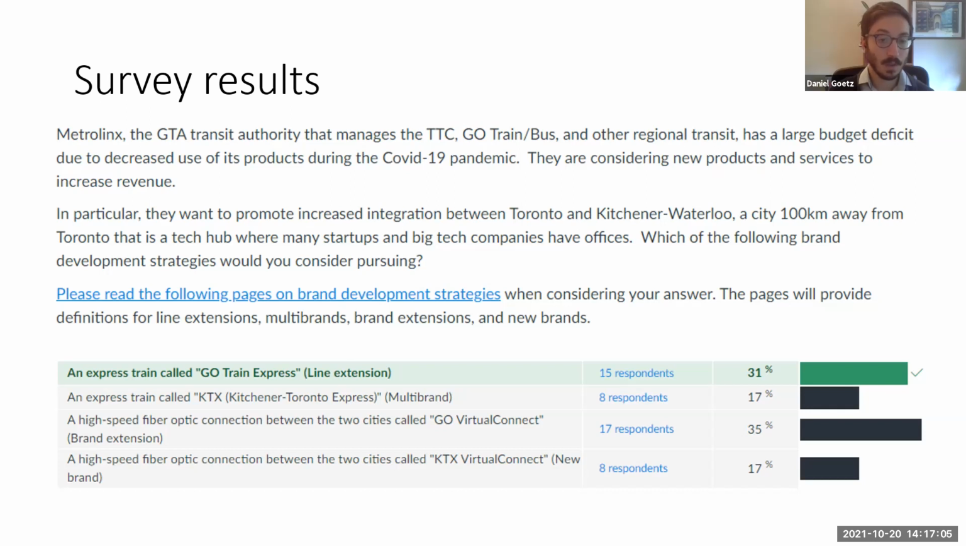And the next person, I'll say Puya. So Puya writes, a line extension would work best because many people know what Go trains are.